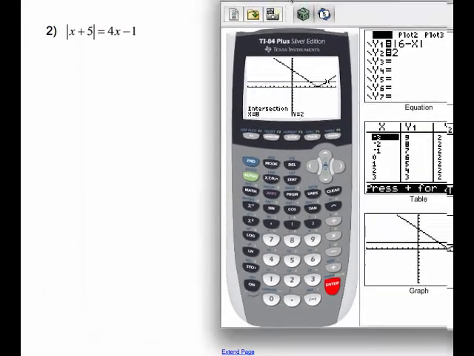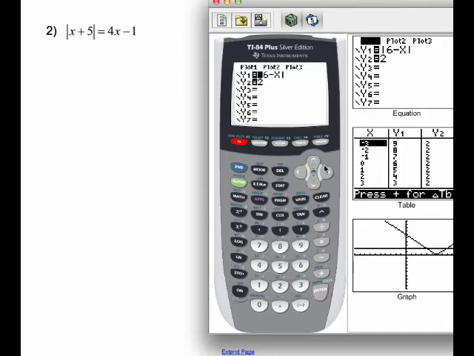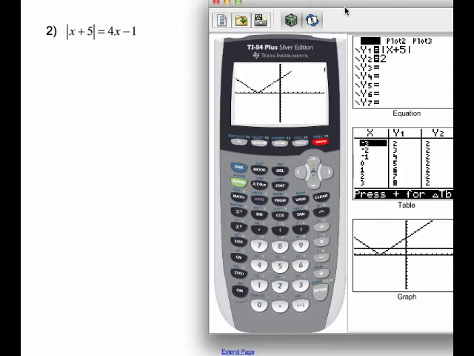So I'm going to enter my two functions, absolute value of x plus 5 and 4x minus 1. If I graph, I get what appears to be one solution right there. X equals 2 is my solution. If I plug back in here to see if this works, 2 plus 5 is 7, absolute value of 7 is 7, and on the right side 4 times 2 is 8 minus 1 is 7, so that works. Now let's see if we can solve it algebraically.